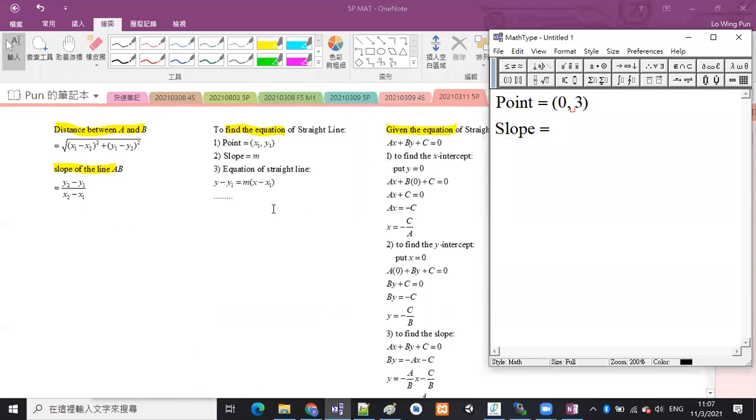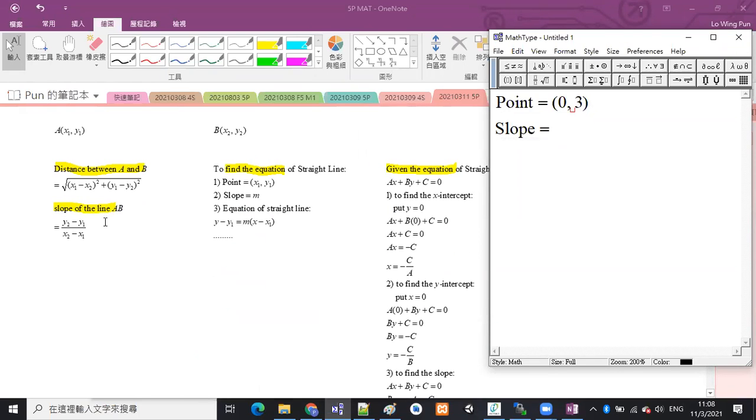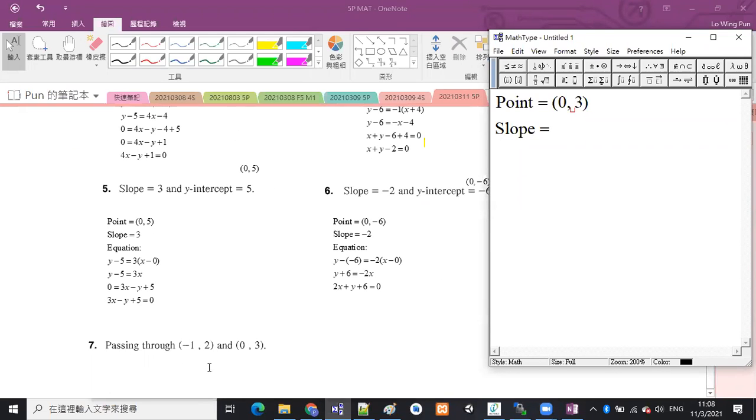So going back to the revision part, the slope of a line is equal to y2 minus y1 over x2 minus x1. So in this case, because we have 2 coordinates, I can use y2, that is 2 minus 3, divided by x2 minus x1. Okay, and then it is equal to -1 over -1, that is 1.